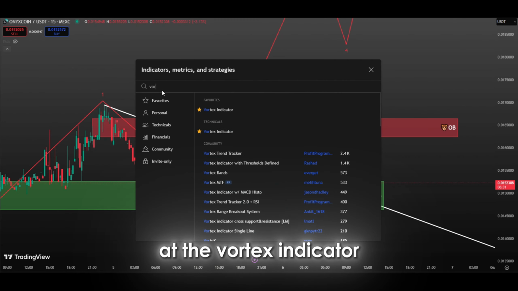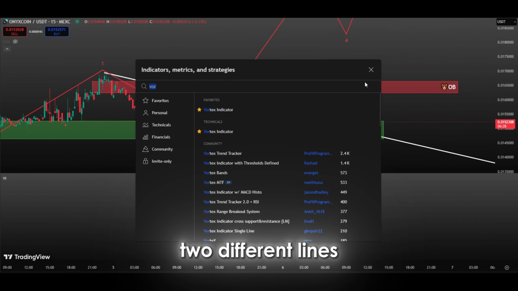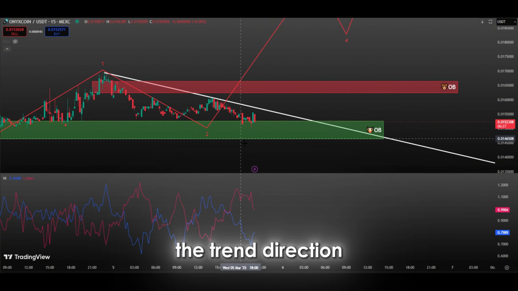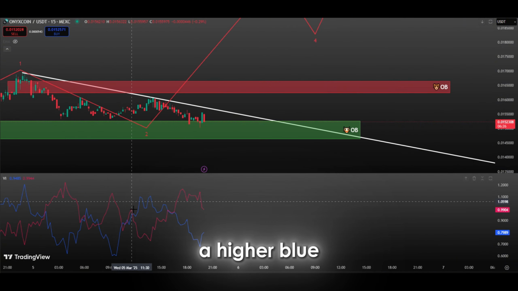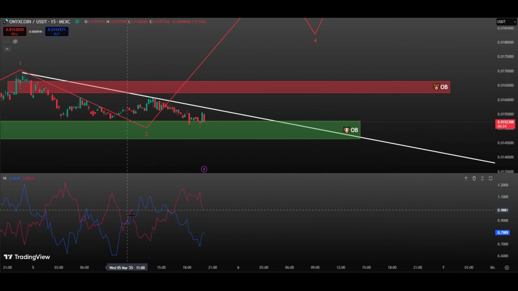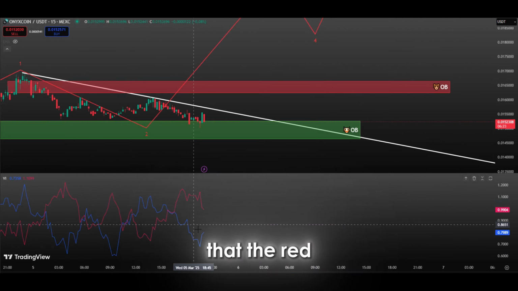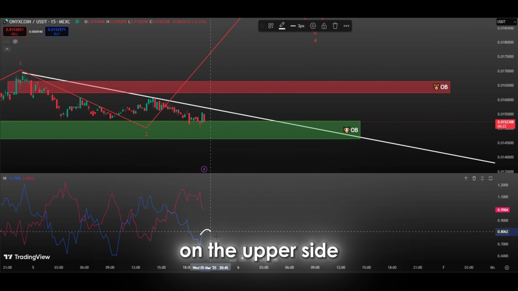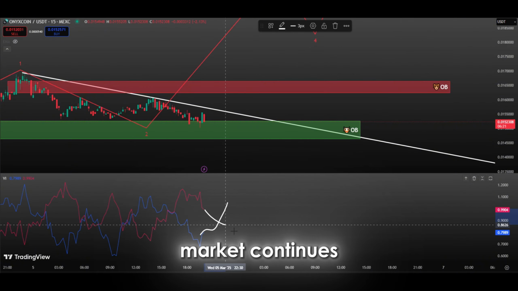When we look at the vortex indicator, we generally follow the movement of two different lines that help determine the trend direction: the blue line and the red line. A higher blue line indicates an uptrend, and a higher red line indicates a downtrend. Looking at the current situation, we can see that the red line is still on the upper side, and the selling pressure in the market continues.